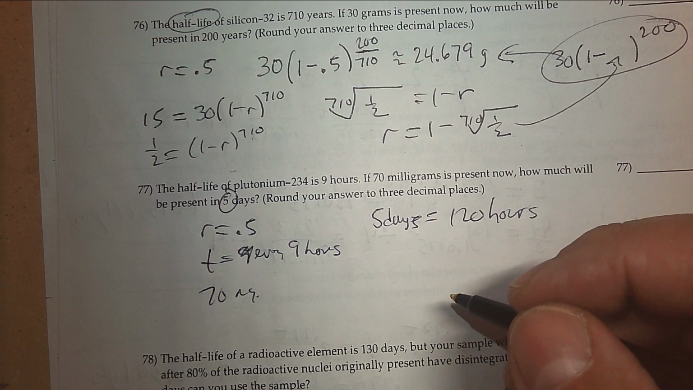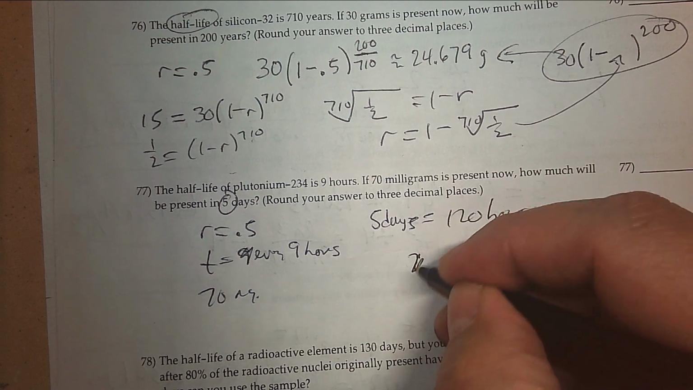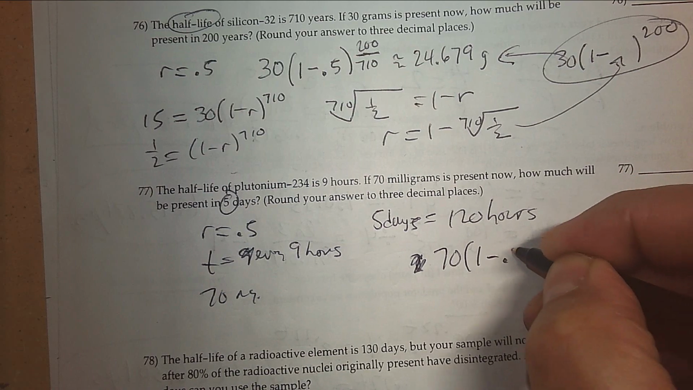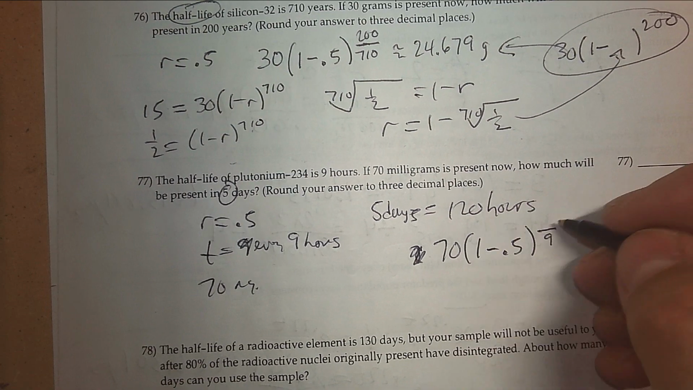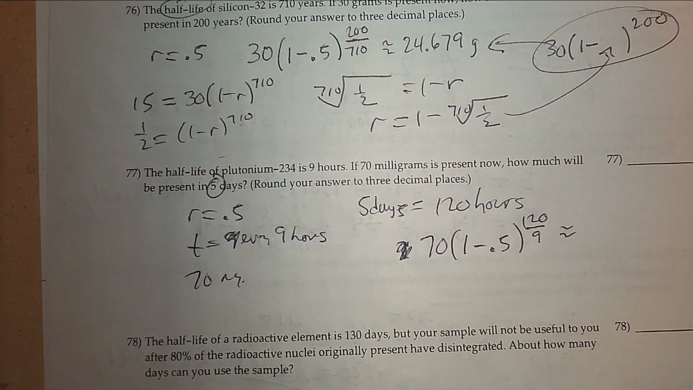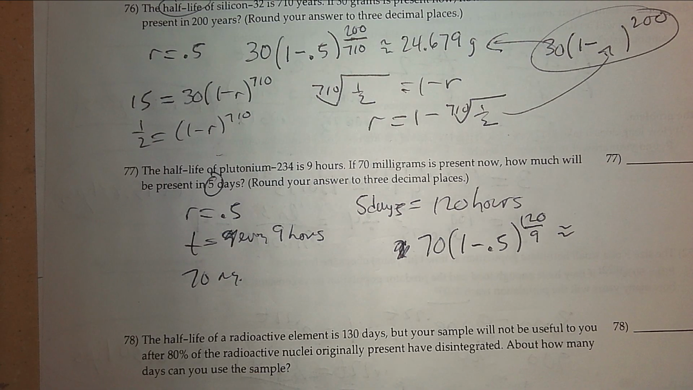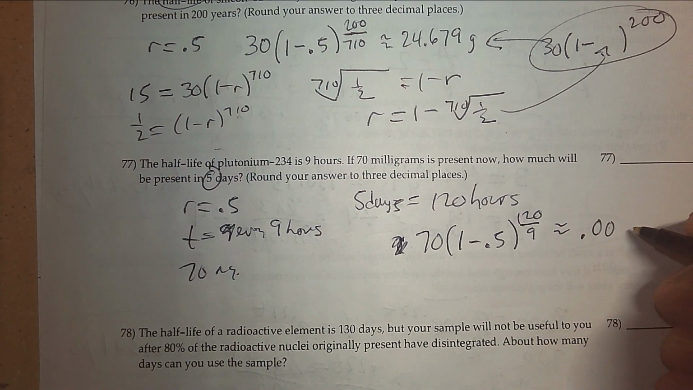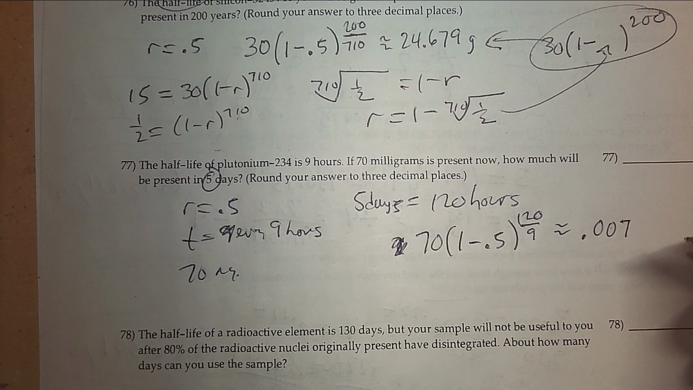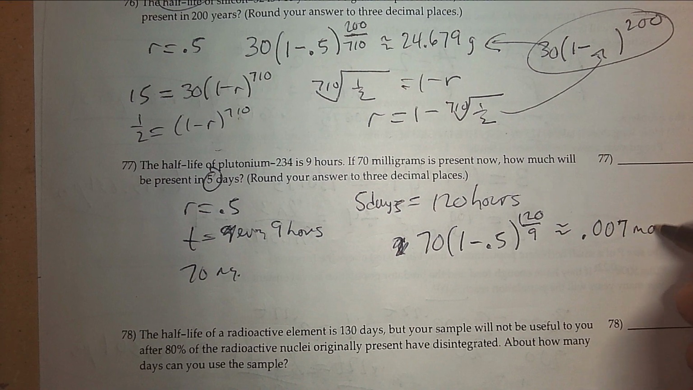So the shortest way to do this is that you started with 70 milligrams. The decay rate is 0.5, so we're subtracting. So it's every 9 hours, so that's divided by 9. And then in 120 hours, how much is left? And the answer is 0.007678 and so on, but rounding it would be 0.007 milligrams. Again, it's radioactive.